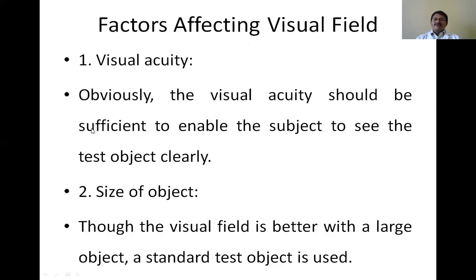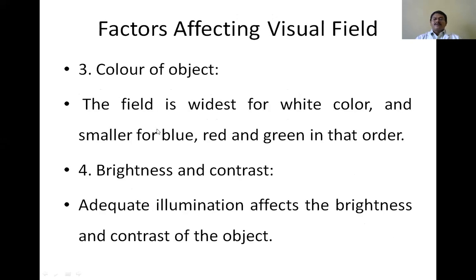Then what are the different factors that affect the visual field? The visual acuity. The visual acuity should be sufficient for the subject to see the testing object clearly. If the visual acuity is poor, then you cannot record the visual field. The size of the object. Though the visual field is better with the larger object, the standard object should be used. The color of the object. The field is the widest for the white color, followed by the blue, followed by the red and green. In that order, the green object has the smallest field.